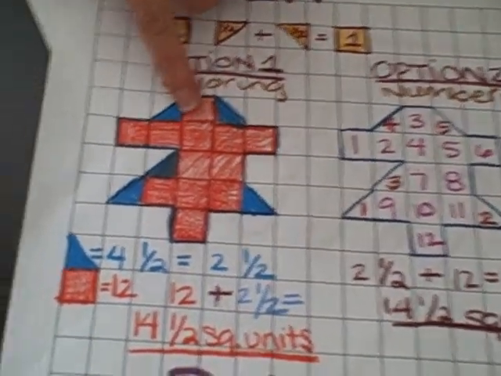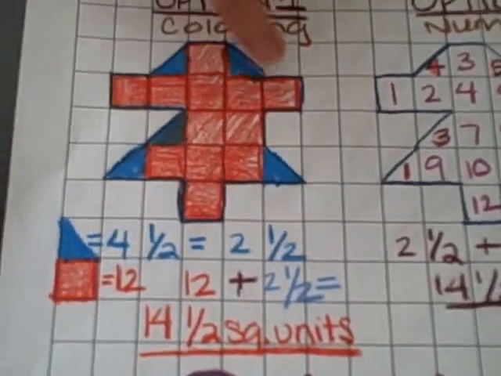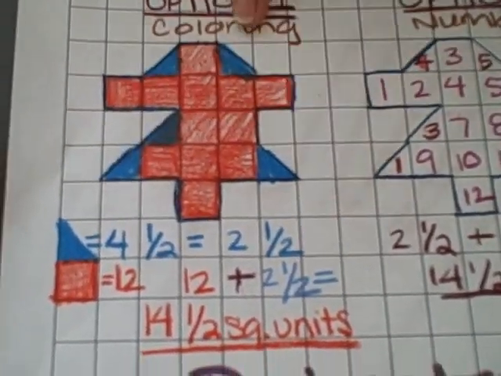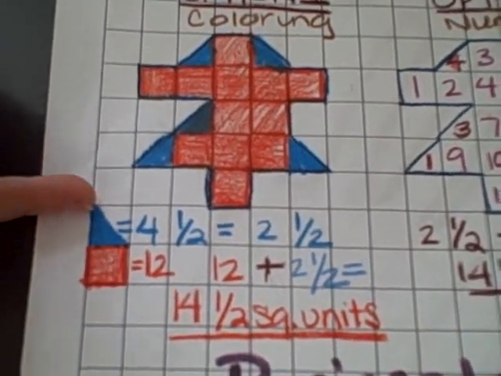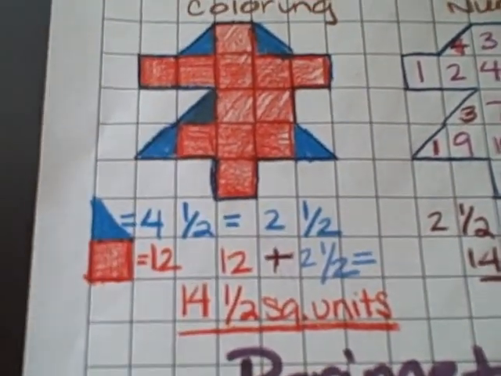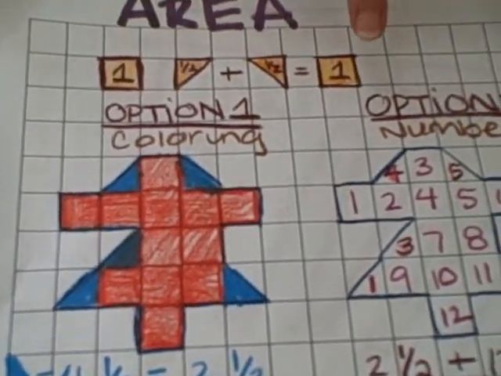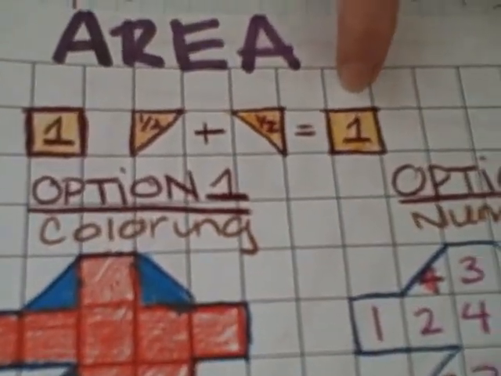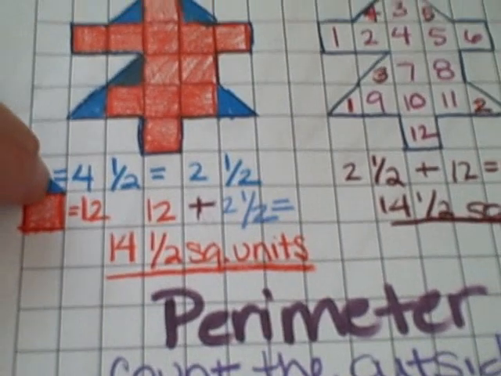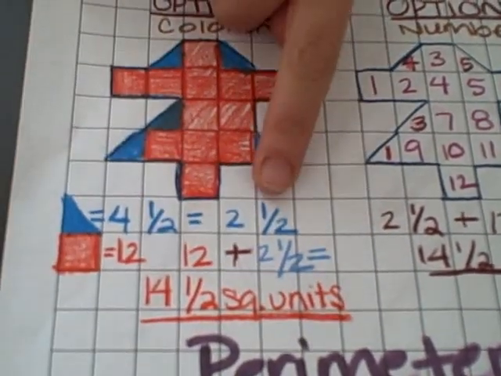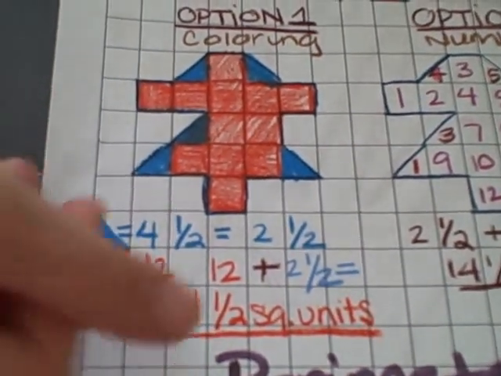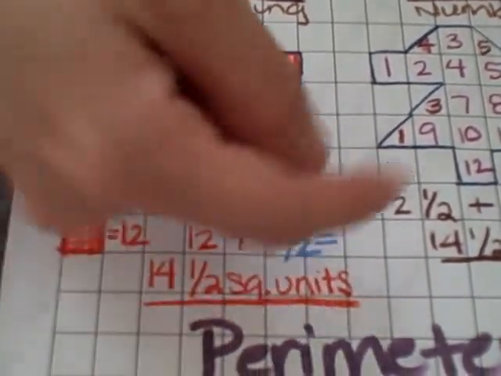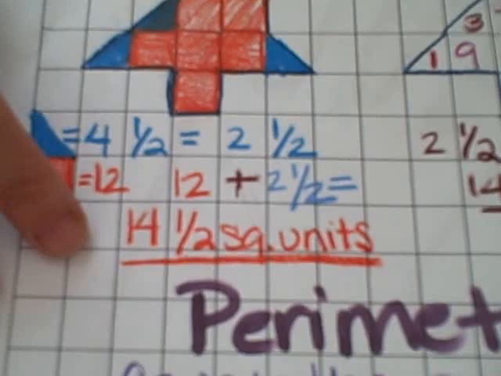You can either color it. What I did was I colored all the full squares, and then I colored all the half squares. So I had 12 full squares and 4.5 half squares. Two half squares equals 1 full square, so 4.5 half squares equals 2.5 squares. So I added them together: 12 plus 2.5 squares equals 14.5 square units.